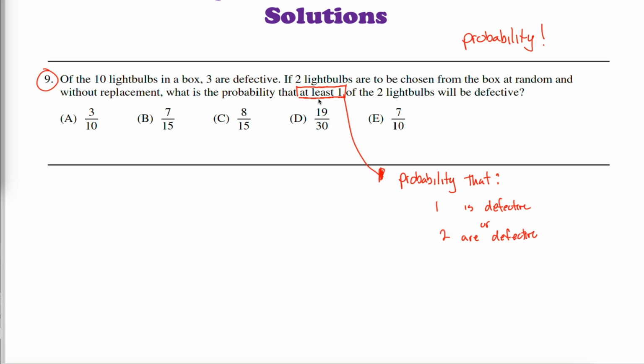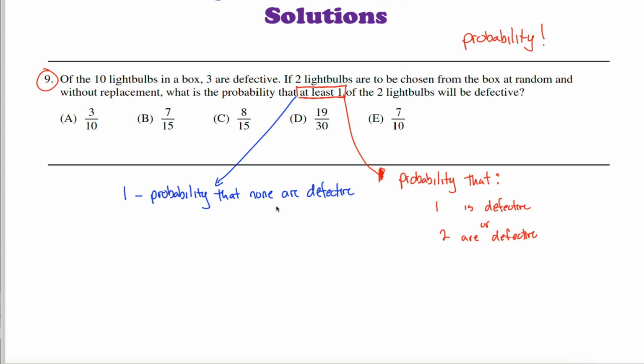Often when you see the word at least, you can be kind of clever. And instead of figuring out the probability that's asked, figure out the complement of the probability that's asked. So what would it mean to not have at least one of the 2 light bulbs be defective? Well, that would mean that none of the light bulbs are defective. I could do 1 minus the probability of the complement and get my answer much more directly. So let's see, probability that none are defective.